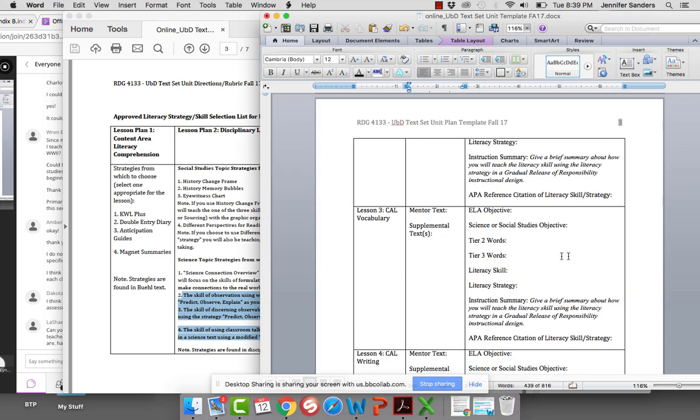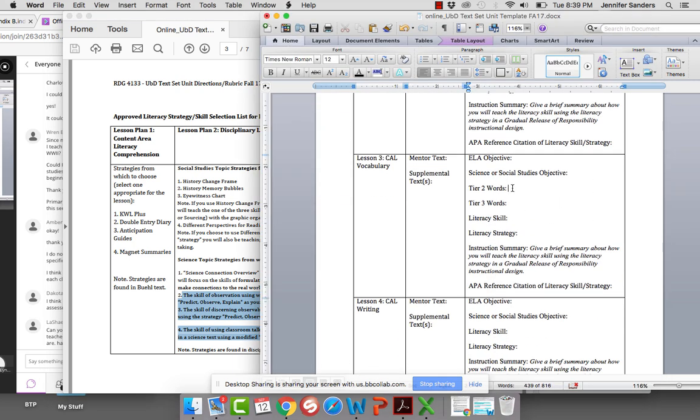Same thing for lesson 3. Here's the only difference in lesson 3. What are the tier 2 words? Tier 2 words are words that you can find in any discipline. Tier 3 words are discipline specific. So if Amber uses spiders, well, arachnid is discipline specific, so it would be a tier 3 word. Whereas when we talk about a web, it can have several different meanings. That's a tier 2 word. So that's an example.